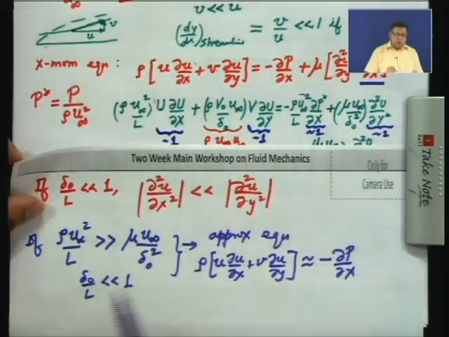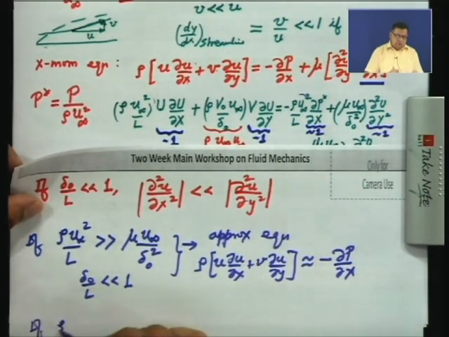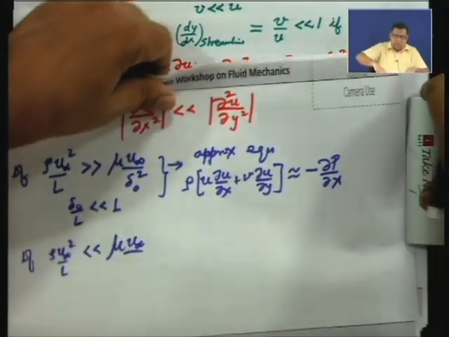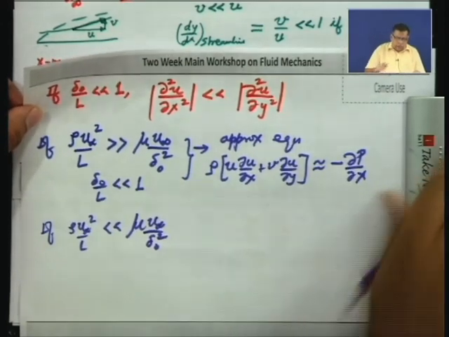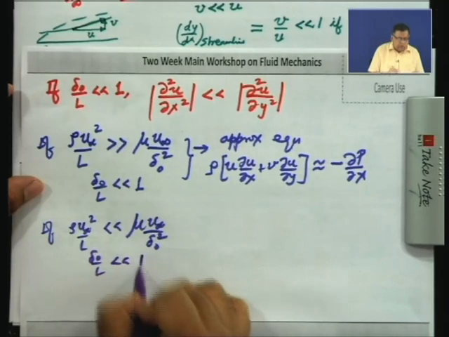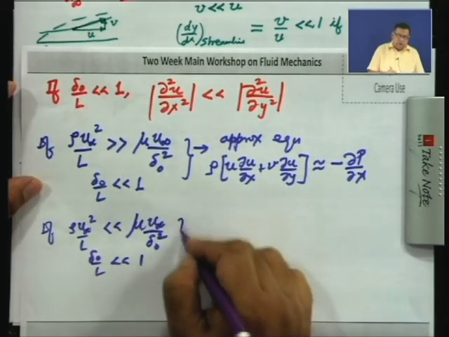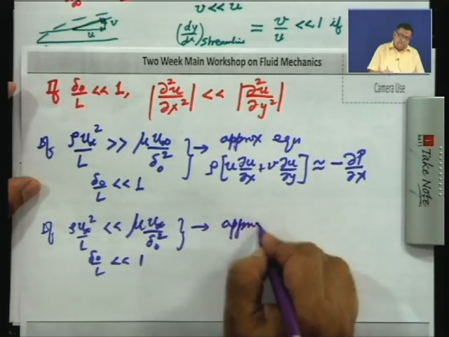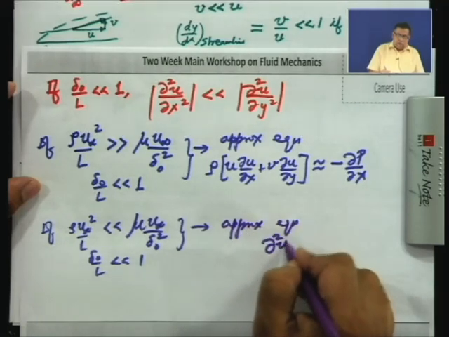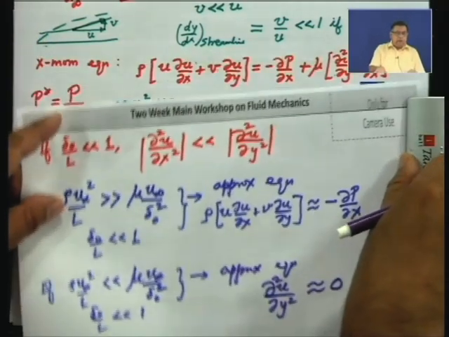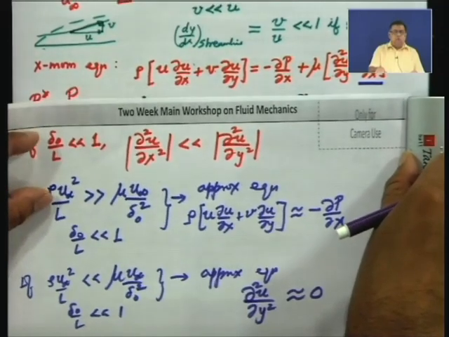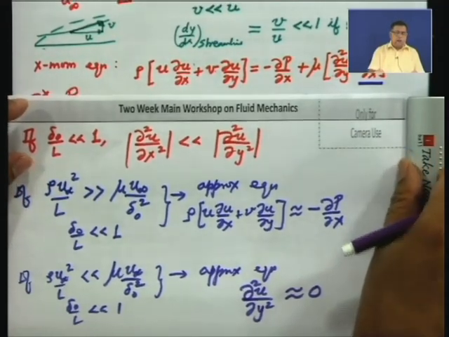Now, you can also have a case where rho infinity squared by L is much less than mu u infinity by delta naught squared. If this is true and delta naught by L is also much less than 1, then your approximate equation is simply del 2 u del y squared approximately 0. So, what we are saying is that we are trying to do a guesswork, we do not know what the correct form of the approximate equation is. So, we are trying out different cases.